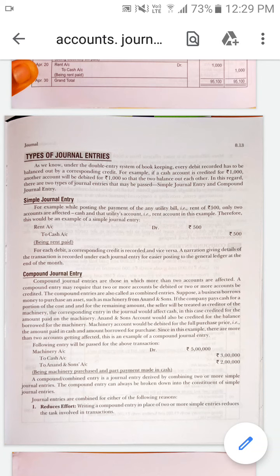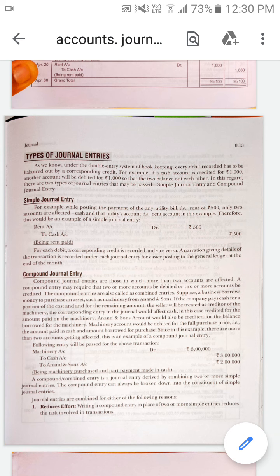In the simple journal entry, for example, if rent paid rupees 500, in this example it is a transaction, and the name of the transaction is rent paid rupees 500. So how many accounts are in this transaction? There are two, the names of the accounts are cash and rent. So these two accounts are affected in this transaction. Next we have to analyze what type of account. Rent is an expense account and cash is a real account.